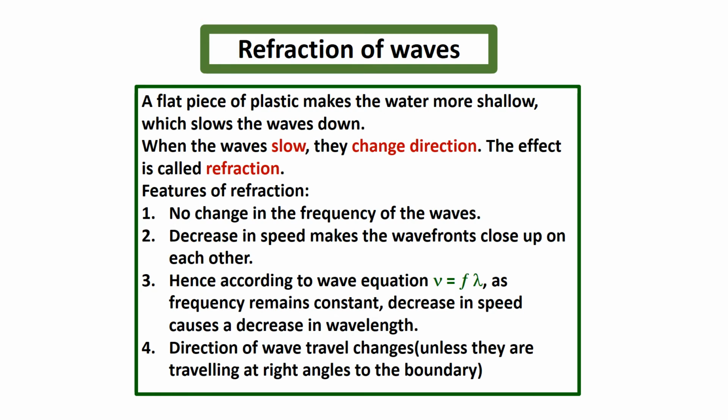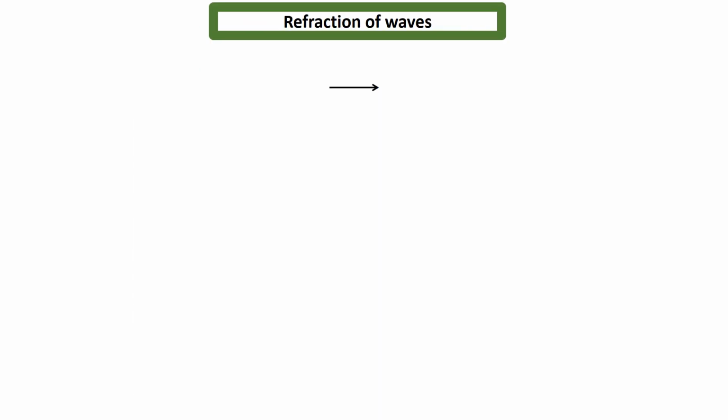Refraction, sorry. Okay, and there is no change to the frequency of the wave, but the decrease in speed means that the wavefronts close up on each other. So according to the wave equation, v equals f times lambda, as frequency remains constant, the decrease in speed causes a decrease in wavelength. So the direction of the wave travel changes unless they're travelling at right angles to the boundary. Okay? So let's look at that as a diagram.